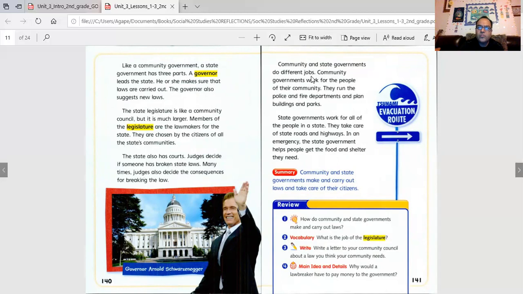Community and state governments do different jobs. Community governments work for the people of their community. They run the police and fire departments and plan buildings and parks.